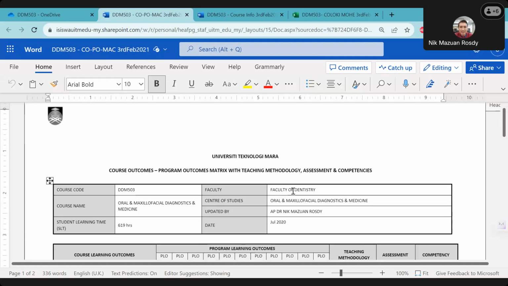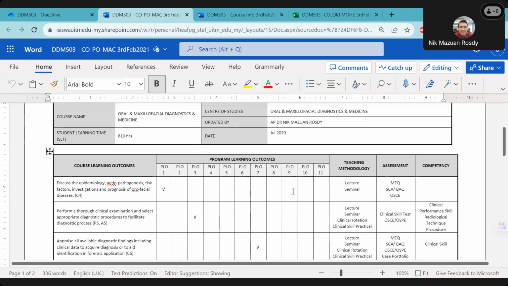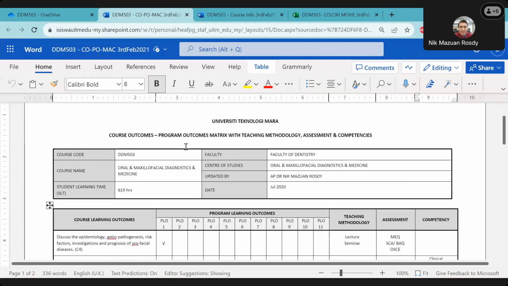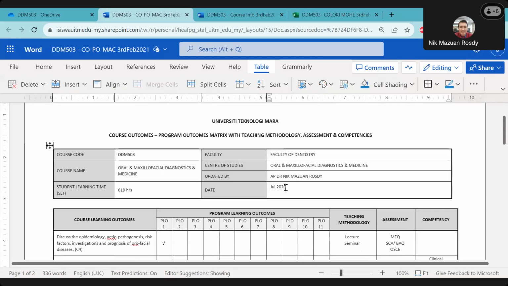Alright. Untuk Copomac, kita ada course learning outcome map kepada program learning outcome yang ada 11 ni, yang MQF 2.0 ada 11. Kita map kepada teaching methodology, kita map kepada assessment, dan kita map kepada competency. That's why dia panggil Copomac. Okay. So the table yang dekat atas ni, make sure dia selari dengan tempat yang lain. Date dia sebenarnya Julai 2020 I think. Please do that.